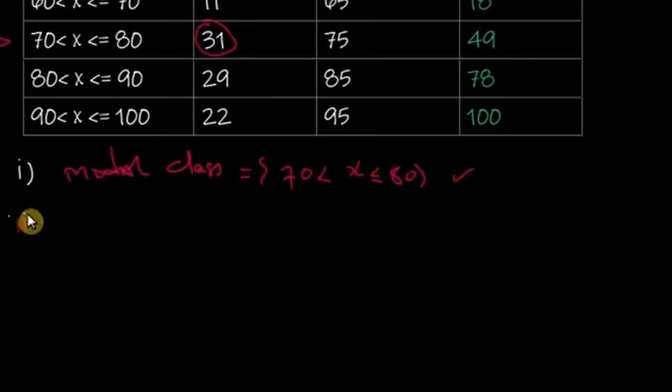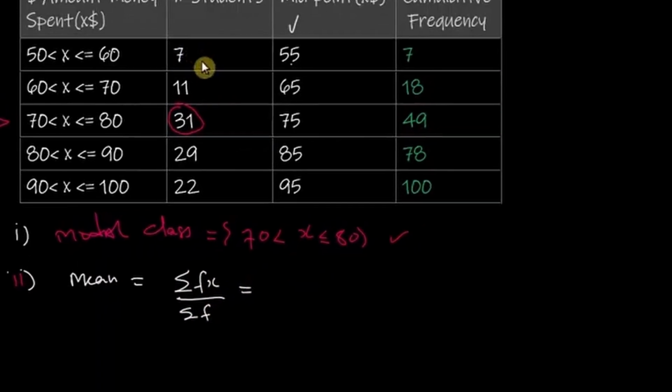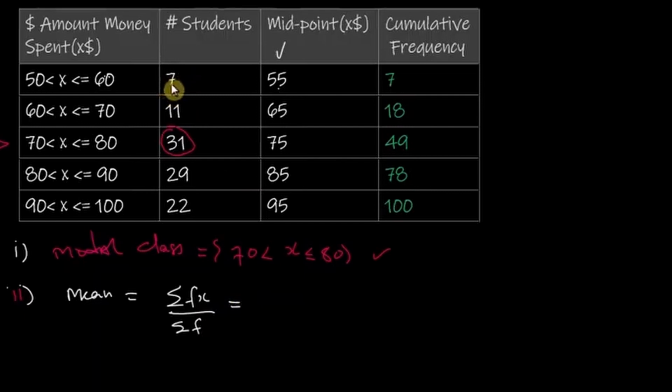Part 2 is asking us to find the mean amount of money spent, giving our answer correct to 2 decimal places. So recall that the mean can be found as the sum of f times x over the sum of f. This simply means I am going to take the number of students, which is a frequency, and multiply by the midpoint, which is my x, and then divide by the sum of the frequencies, which if I add all of these together, I'll get 100.